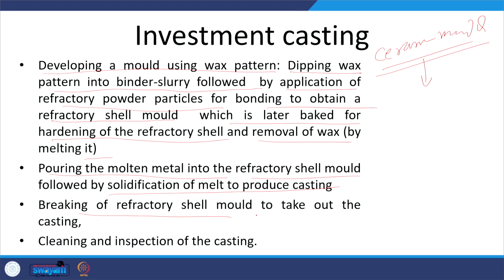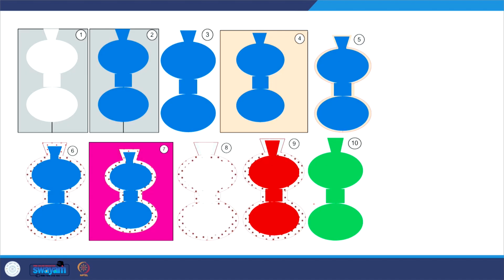Breaking of the refractory shell is necessary to take out the castings, and after taking out the casting, it is cleaned and inspected just like in the normal way. These are the schematic steps which are shown, like how things are done in the case of investment casting. Initially, the first step is to make the metallic mold.